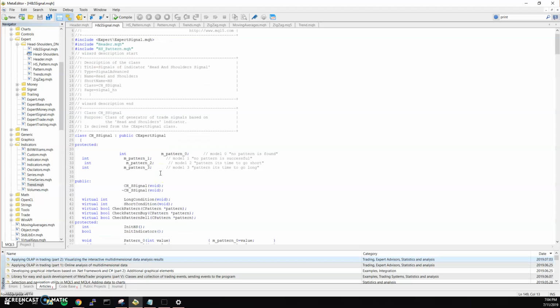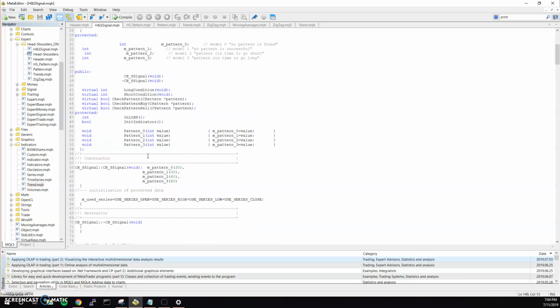This is the most important part of everything. This brings it all together. This allows it to work with the wizard. It's essentially replacing the original expert advisor, but converting it into a trade signal instead of an expert advisor.